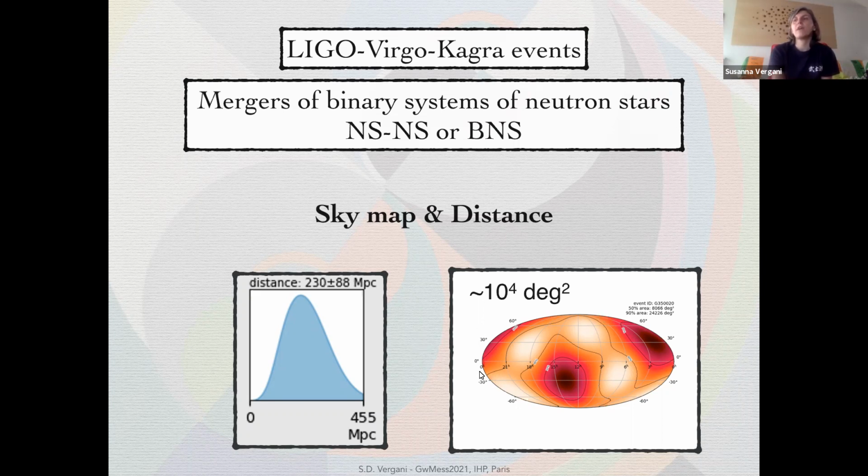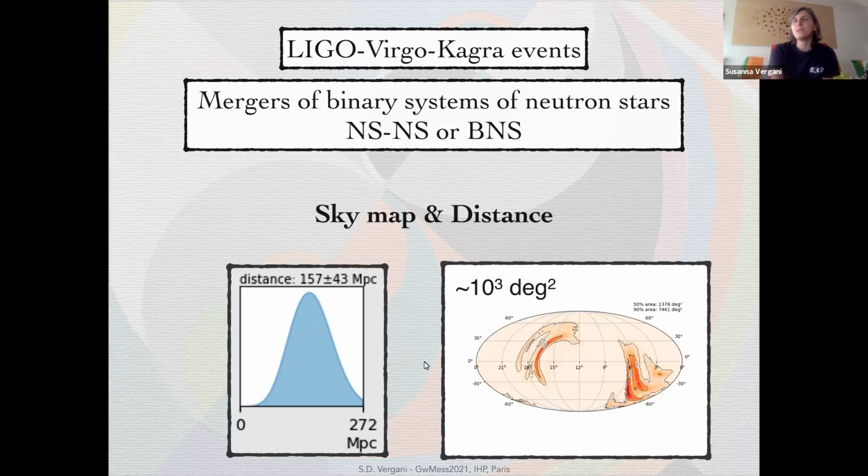Here we have an extremely poor localization, because it's of the order of 10 to the 4 square degrees. So it's almost, let's say, the entire sky. So we really don't know where this event took place from an electromagnetic observational point of view. This is our perception. Then we can have intermediate cases with a localization of the order of 10 to the 3 square degrees. It is better, not great, but much better than the other case.